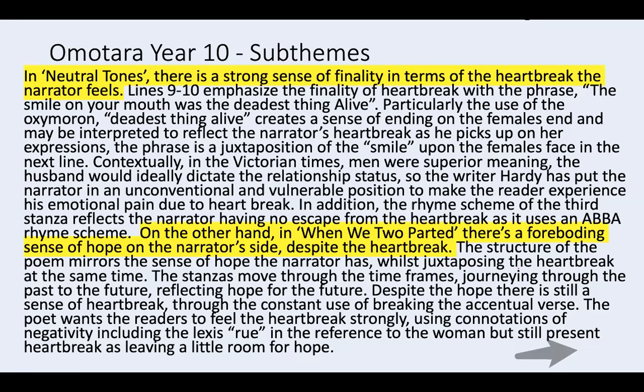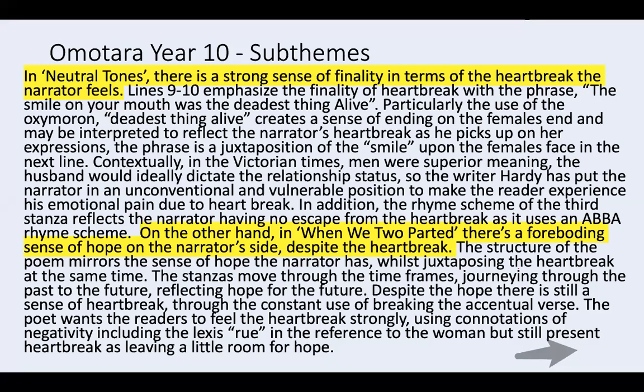As he picks up on her expressions, the phrase is a juxtaposition of the smile upon the female's face in the next line. Contextually, in the Victorian times, men were superior, meaning the husband would ideally dictate the relationship status. So the writer Hardy has put the narrator in an unconventional and vulnerable position to make the reader experience his emotional pain due to heartbreak. In addition, the rhyme scheme of the third stanza reflects the narrator having no escape from the heartbreak, as he uses an ABBA rhyme scheme.